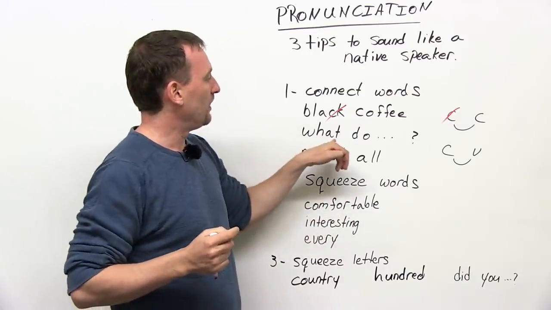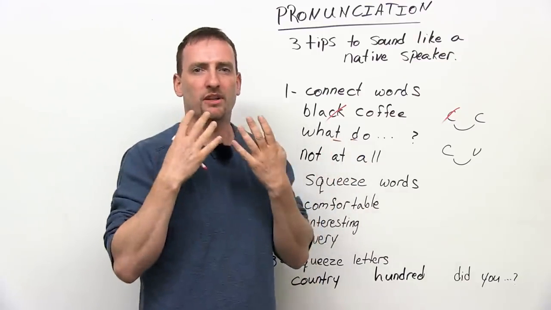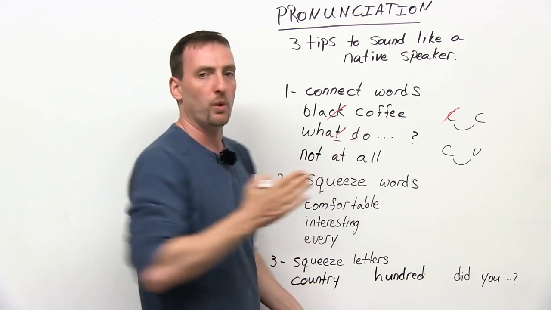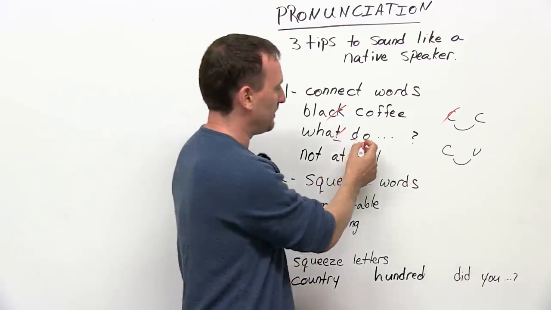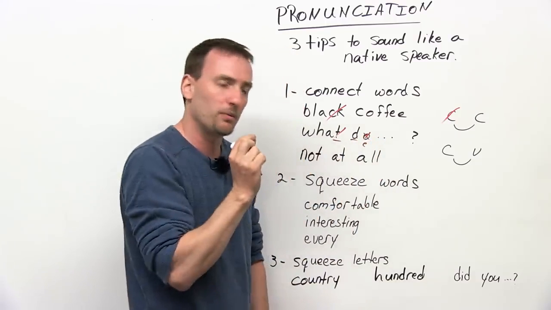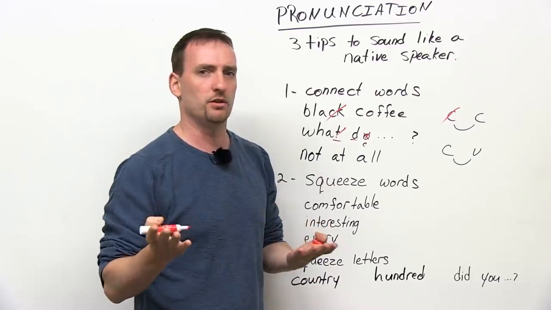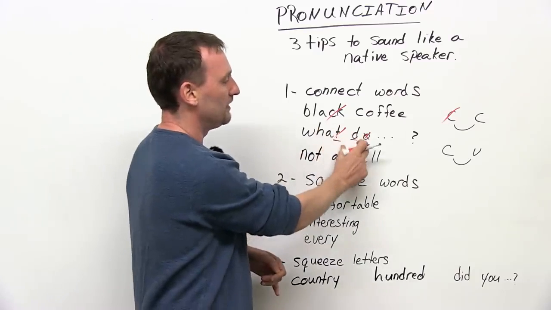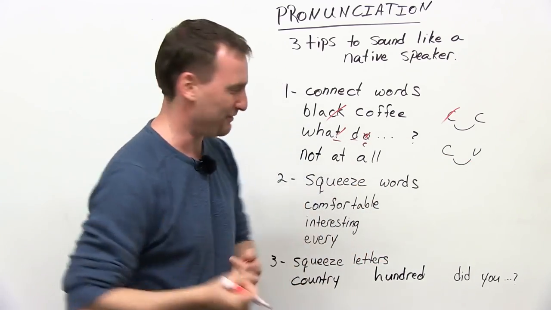Practice that. Now, T and D, these are 2 different consonants. But according to the tongue and the mouth, they almost sound the same. So we do the same thing. What do you do? But again, another thing you have to keep in mind is when we say it fast, we also don't really say the full vowel. We say sort of a small E. What do you do? Strange, huh? No T. What do you do? That's how a native speaker would say it naturally.